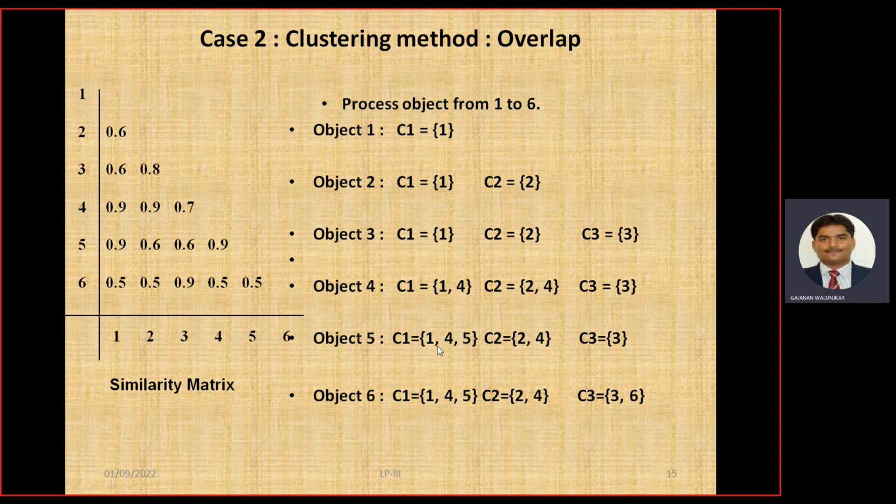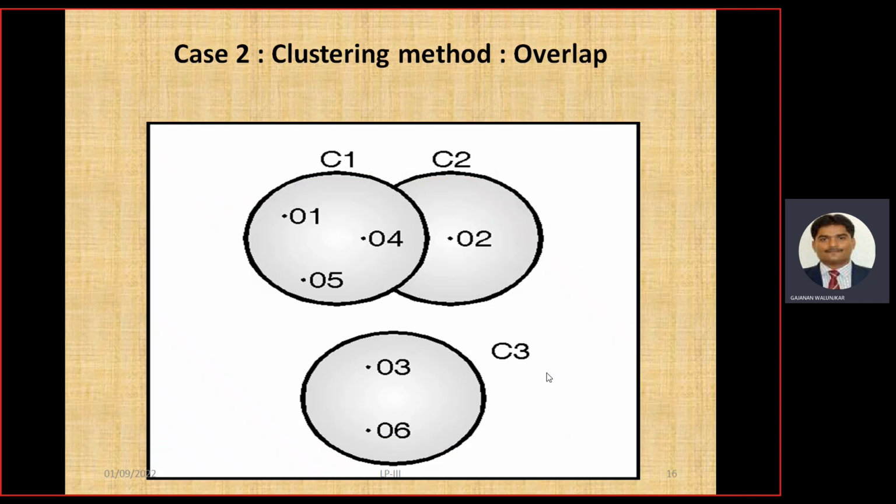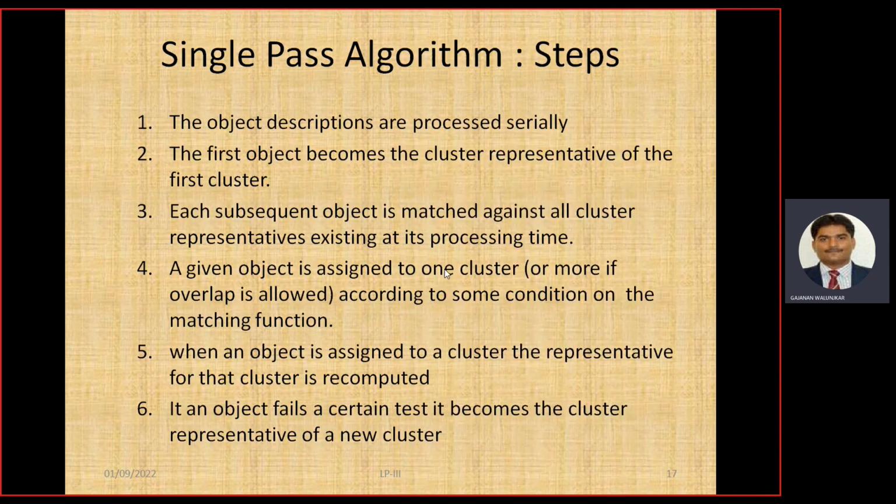So you are placing that particular fifth inside this particular first object, and 6 as it satisfies the criteria only with 3, you are processing with that particular 3. Okay? So in this particular fashion, you are processing that overlapping approach. And in this overlapping method, C4 overlaps with C1 and C2, that is sure.